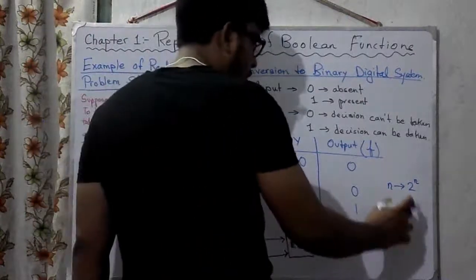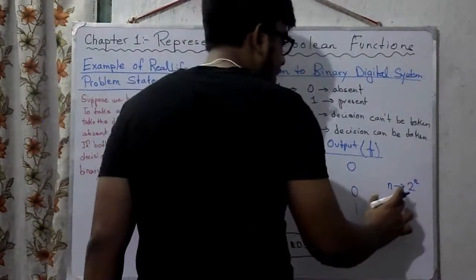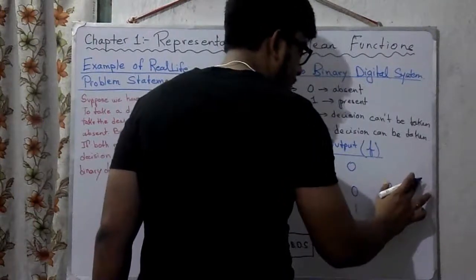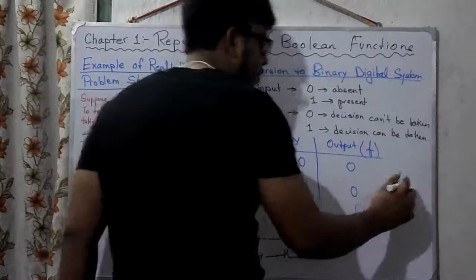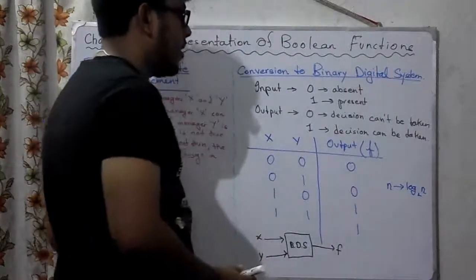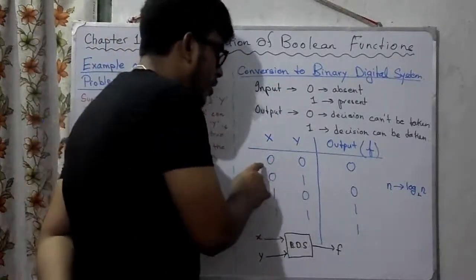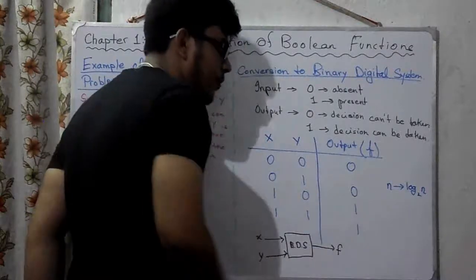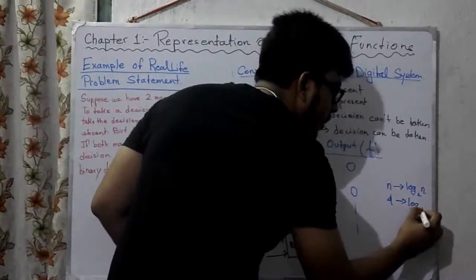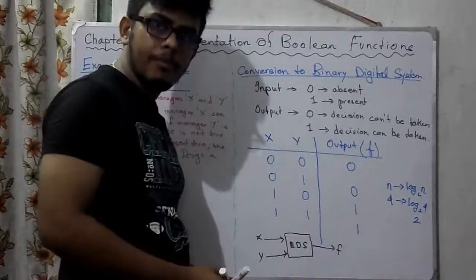On the other hand, if 2 to the power n is equal to m, then for m possibilities, we will have log base 2 of m binary digits, the binary places basically. I made a mistake over here. So we have four possibilities. For four possibilities, we will need log base 2 of 4, that is two binary digits, to represent this particular problem.